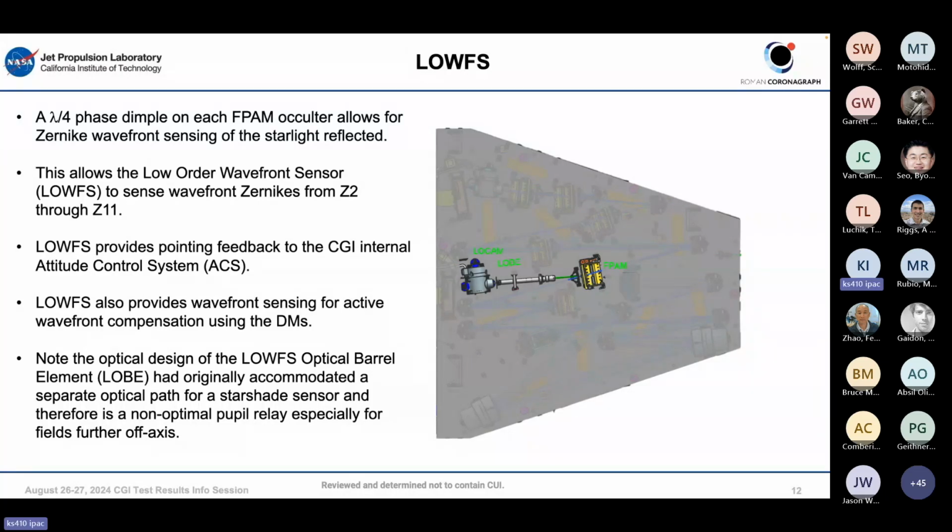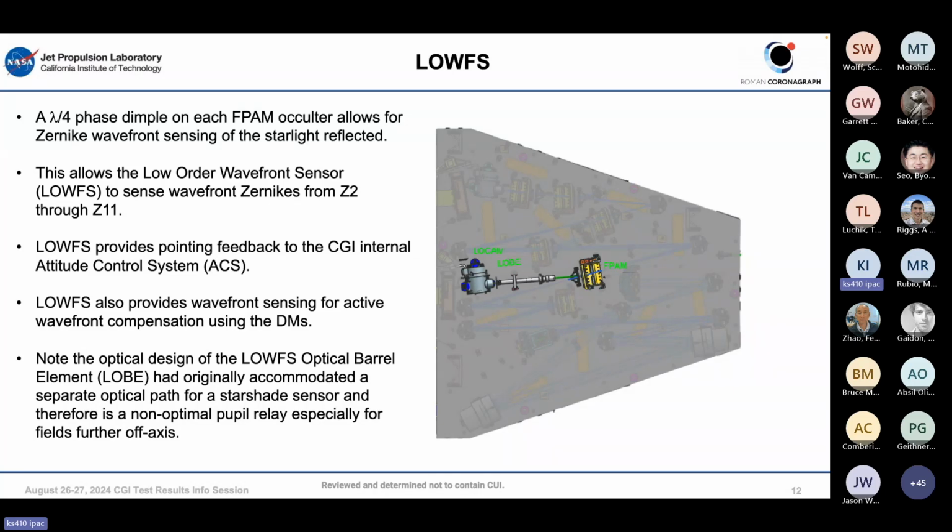One more region of note for the optical design is the LOFUS. The LOFUS path consists of a quarter wave phase dimple that AJ just discussed on the occulter masks at the FPAM. The reflected light then goes through what we call the lobe, the LOFUS optical barrel element, and then produces a pupil at the LOCAM, the low order wavefront sensing camera.